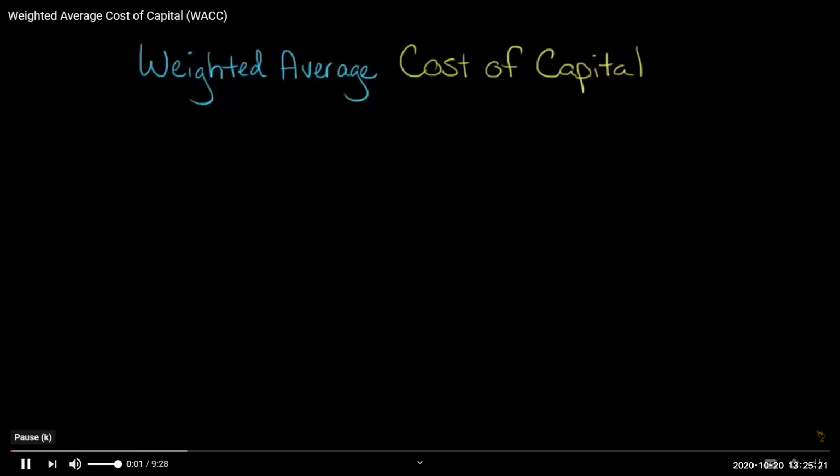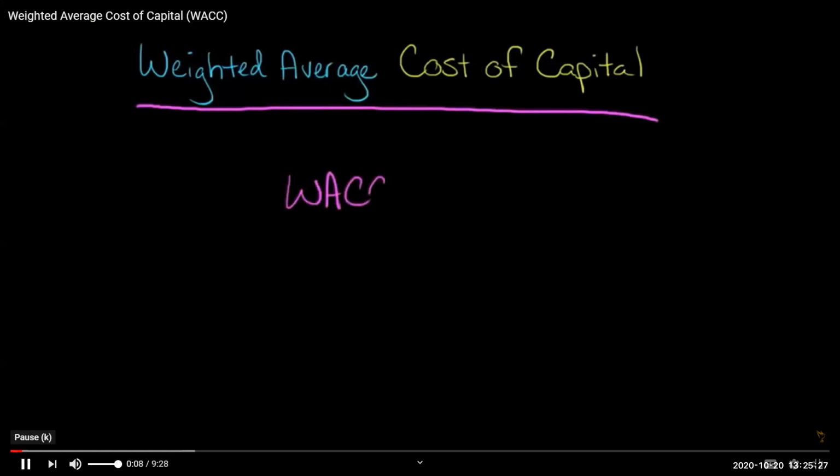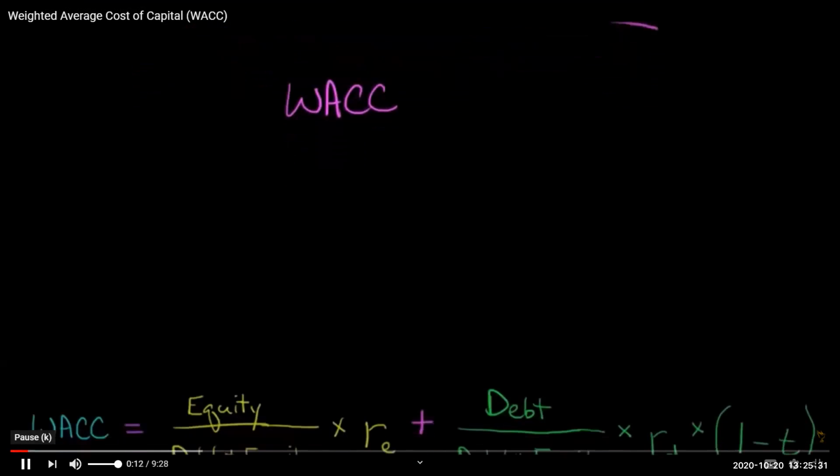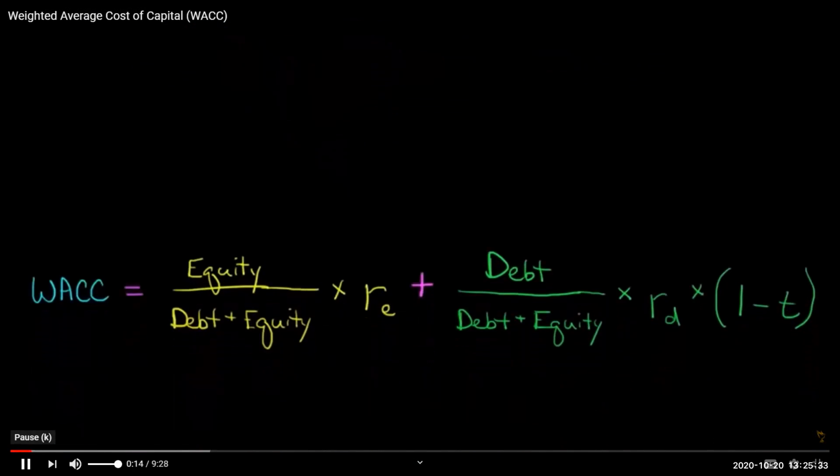In this video, we're going to talk about something called the weighted average cost of capital, which is commonly abbreviated as WACC. So we're going to talk about what it is and how you would go about calculating it, and then we'll walk through an example. When we think about WACC, what we've got is the financing of the firm.